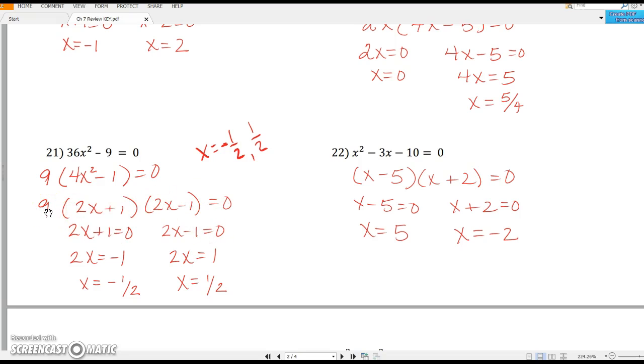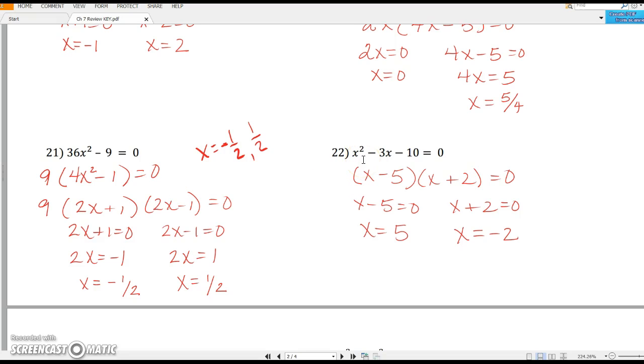This 9, if you divided this whole side by 9, it would cancel that 9. If you divided the 0 by 9, it would still be 0. So that's where the 9 went. It didn't just disappear. We divided the 9 away, and it canceled over here, and 0 divided by 9 is still 0 over here. Okay, and last one on this page, factor this first.